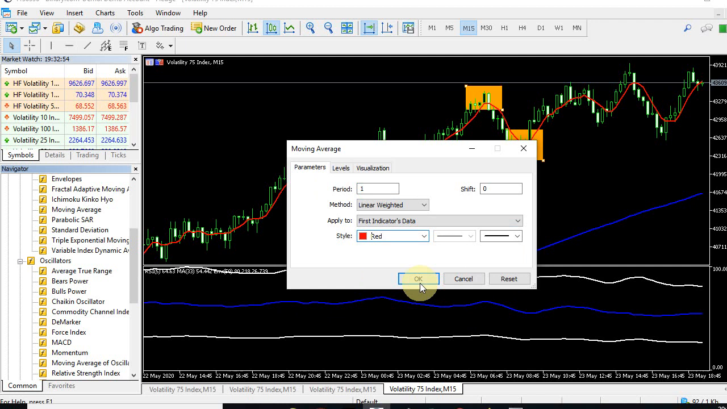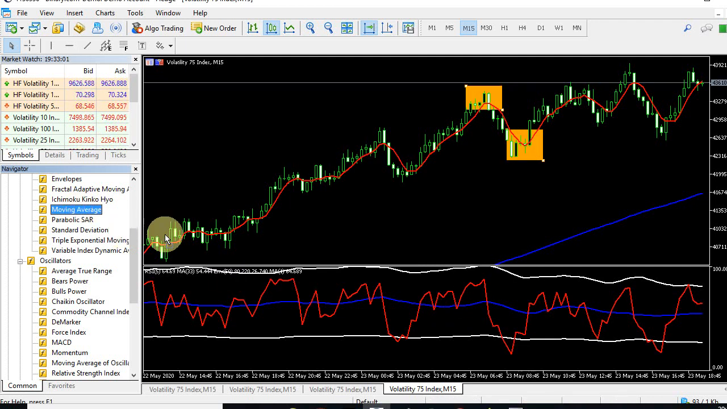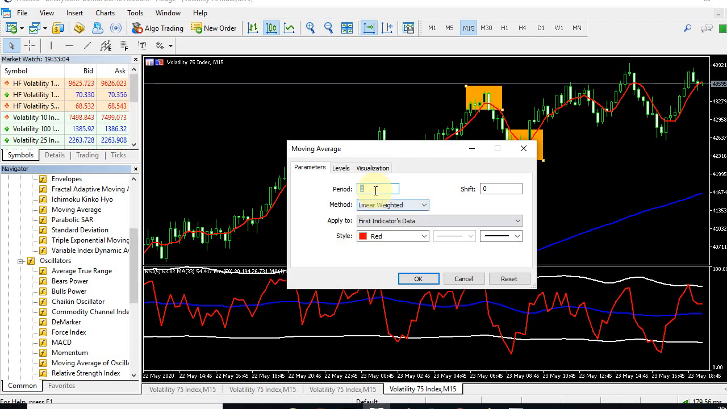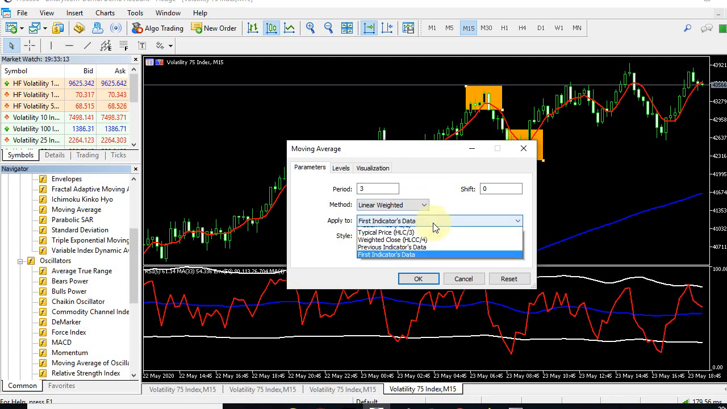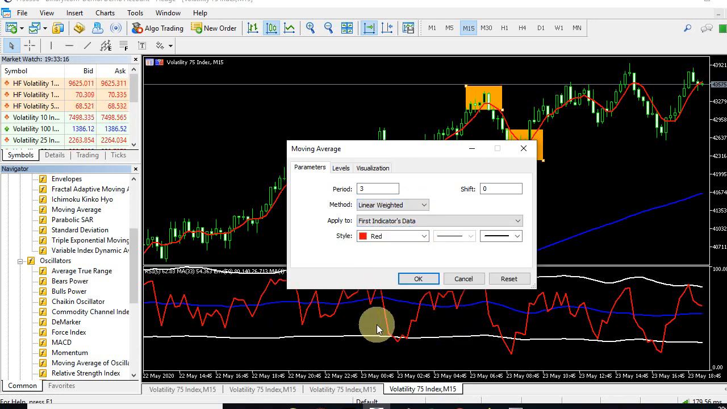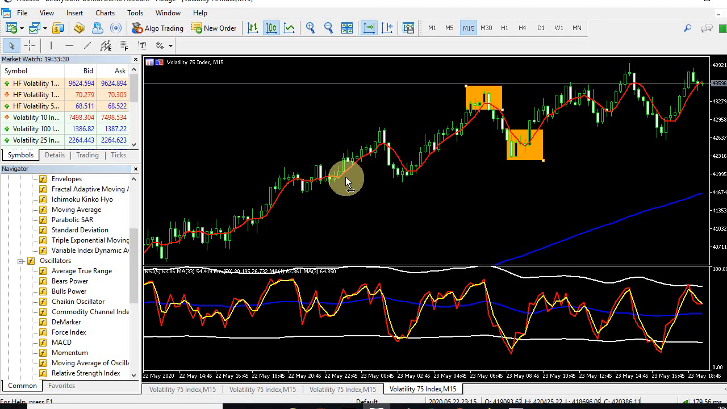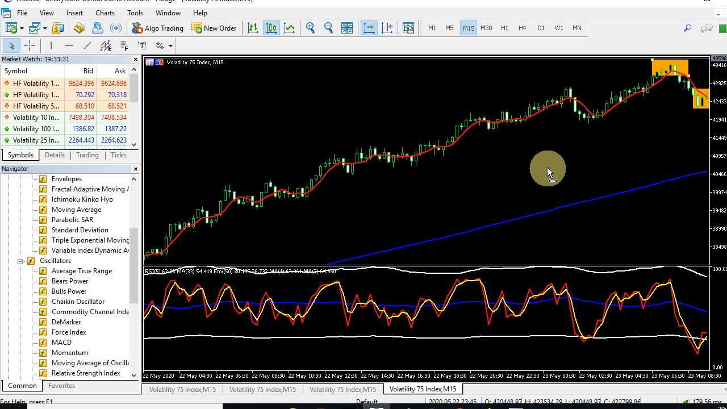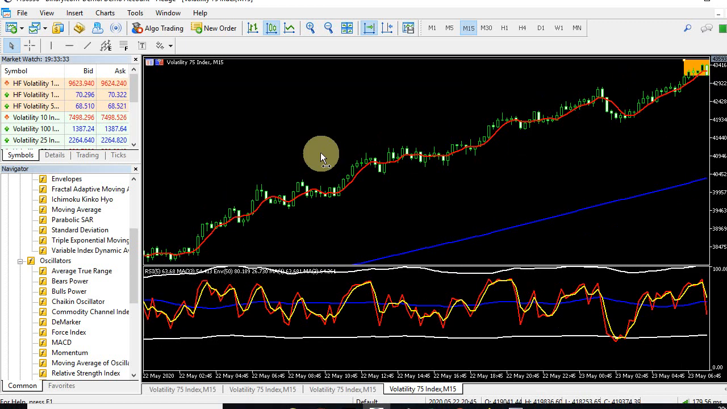Then we need the yellow moving average. To do that, left click, drag and drop. This time around, you are going to change the period to 3, linear weighted, first indicator data, so that you can drop on indicator window 1 and not on the main chart. Then you change the color to yellow and you click OK. You have the two lines crossing the blue, and the trend here is a bullish trend. So we can see the main chart and the indicator window 1.